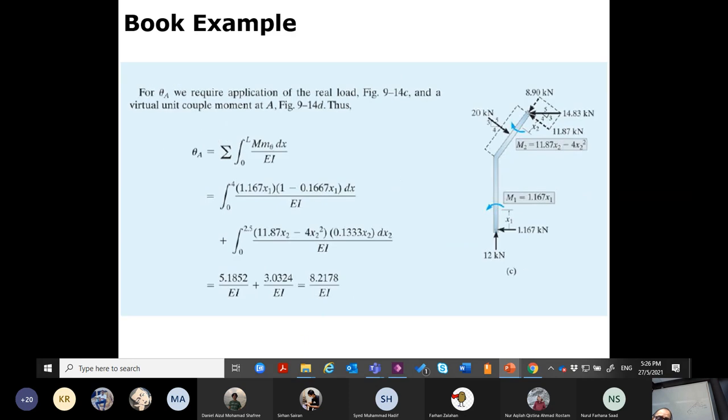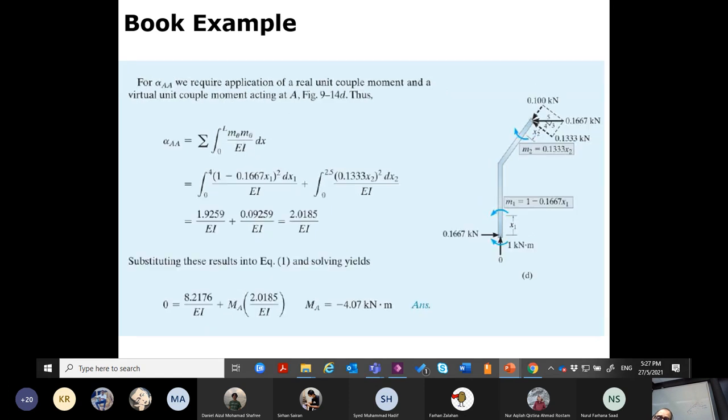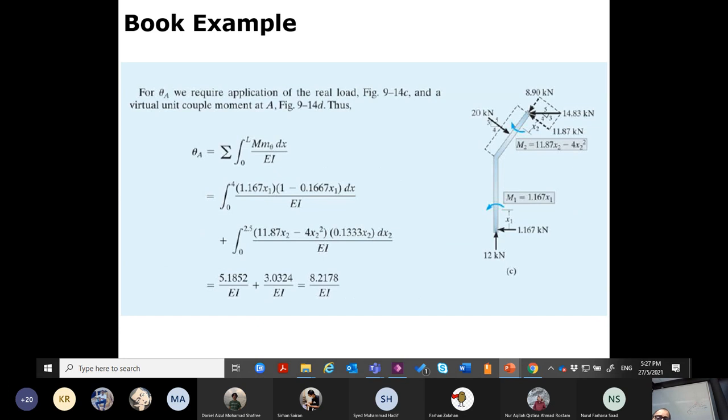So when you go here, this is the column equation, which is 1.167 x2, which is this capital. This is from the previous slide, plus this diagonal, which is 11.87 x2 minus 4 x2 square. And again, from this trigonometry, when you get this value, because when you do horizontal, if it is 0.1667, it will be in the opposite direction. And in the same way, you will get 0.113 for the diagonal member. And the rest is the same, 0 to 4 for the vertical and 0 to 2.5 for the diagonal.